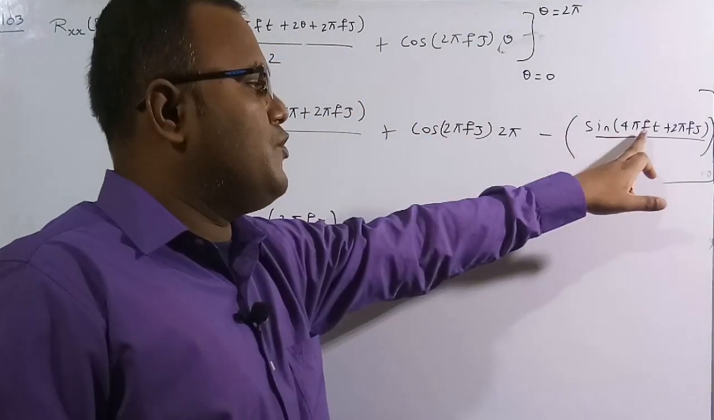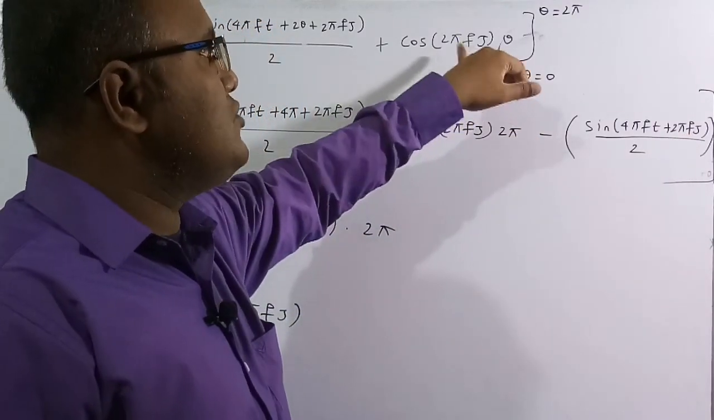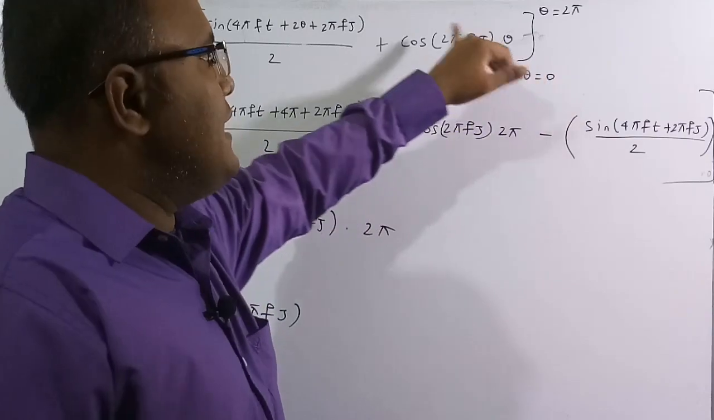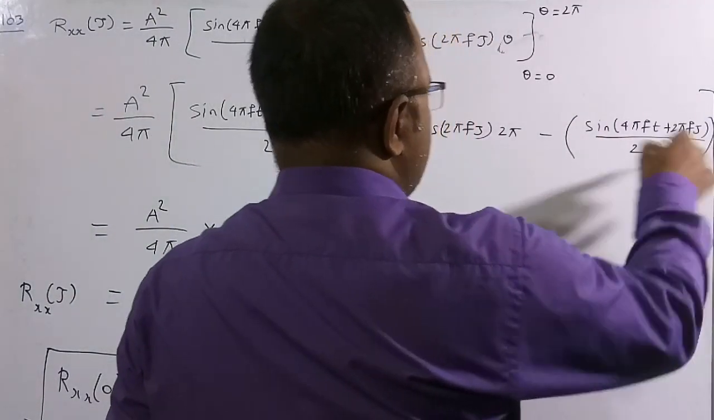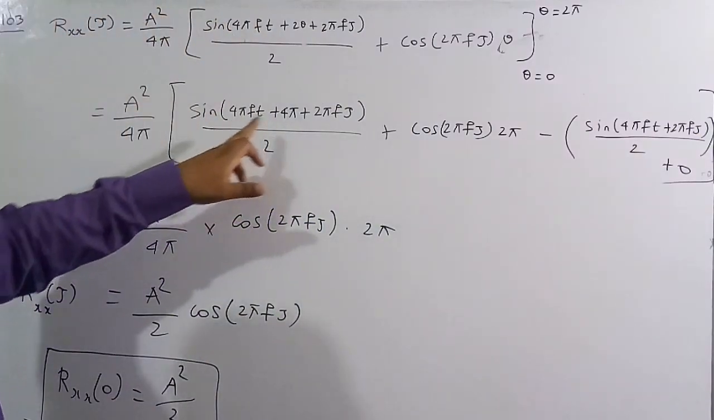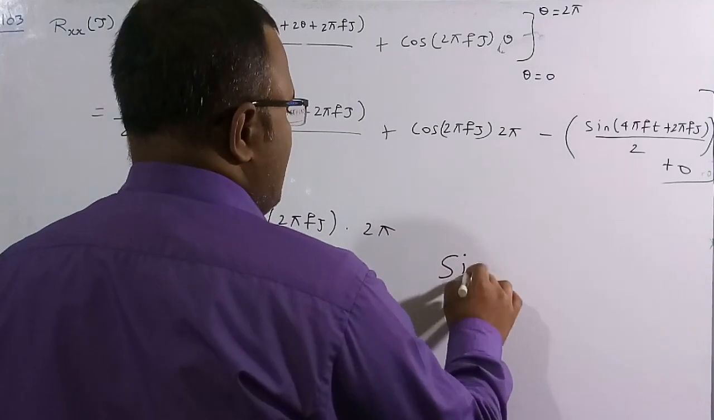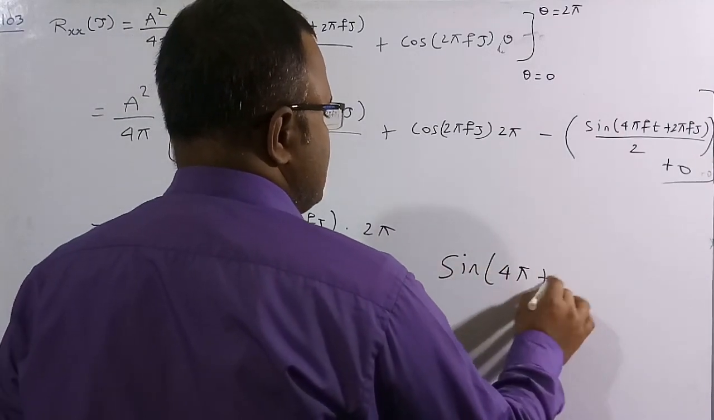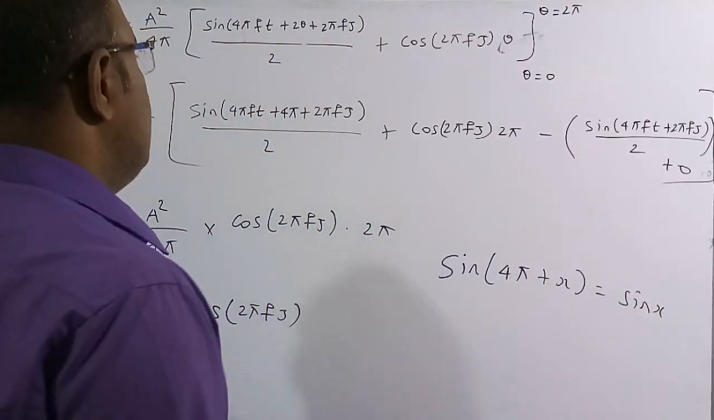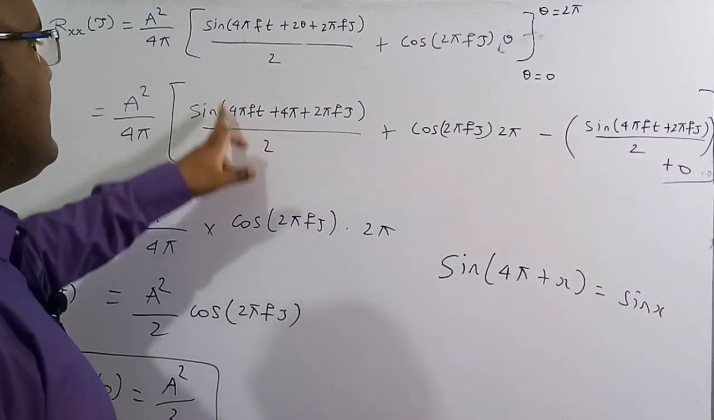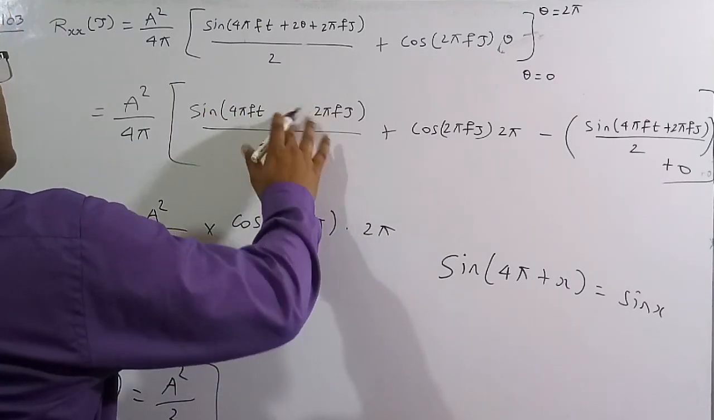So sine of 4 pi f t plus 2 pi f tau by 2, and this is cos into anything is 0. As theta is 0, anything into 0 is again 0, so plus 0, I have written here plus 0. Now if you see carefully, sine of 4 pi plus x is equal to sine x. So sine of 4 pi plus anything is equal to sine x, meaning you can replace it like this.